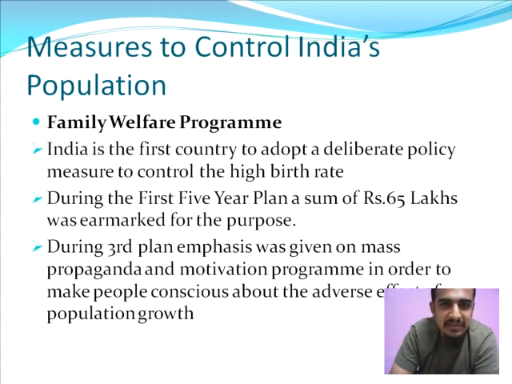We are the first country in the world to actually take up a deliberate policy to control the high birth rate. Okay, China did it later, in 1979. I think China came out with the one child policy. We in India started well before that. During the first five year plan, a sum of rupees 65 lakhs was earmarked for this purpose. So we in fact had a separate budget for doing this particular job.